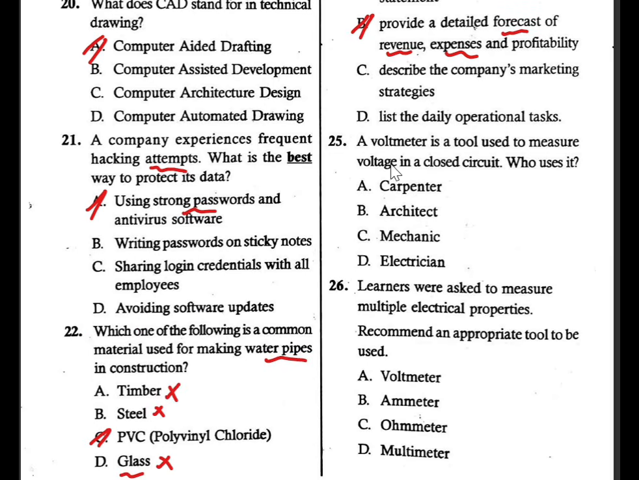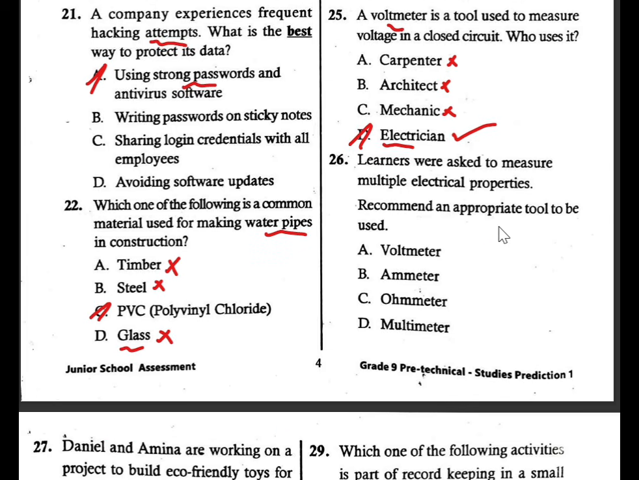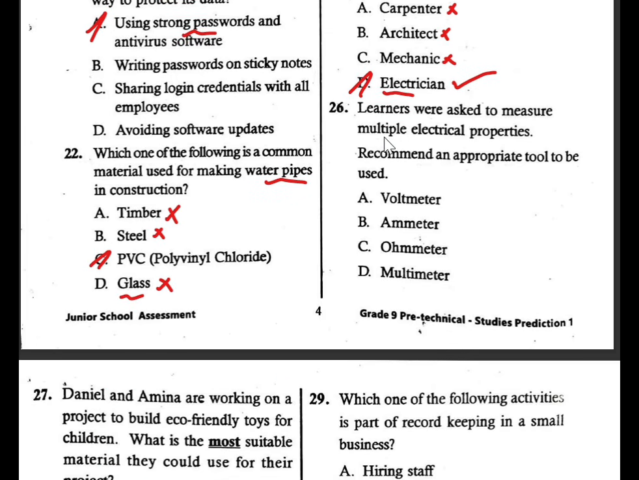Question number 25. A voltmeter is a tool used to measure voltage in a closed circuit. Who uses it? Nani anatumia voltmeter? So A, carpenter. B, architect. C, mechanic. D, electrician. Know that it is not carpenter. Carpenter anafanya kazi na wood. It is not architect, not mechanic. Know that it is electrician. So 25, it is very easy. The answer is D.